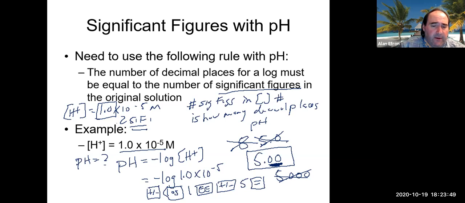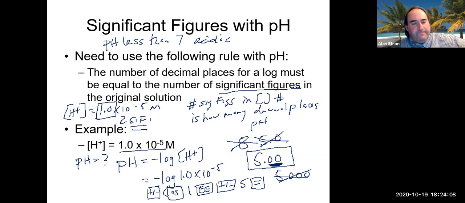We also will know that the pH here is less than 7, which means that this solution should be acidic. Again, less than 7. And we'll get to your question in 1 or 2 examples. Any questions on that so far?